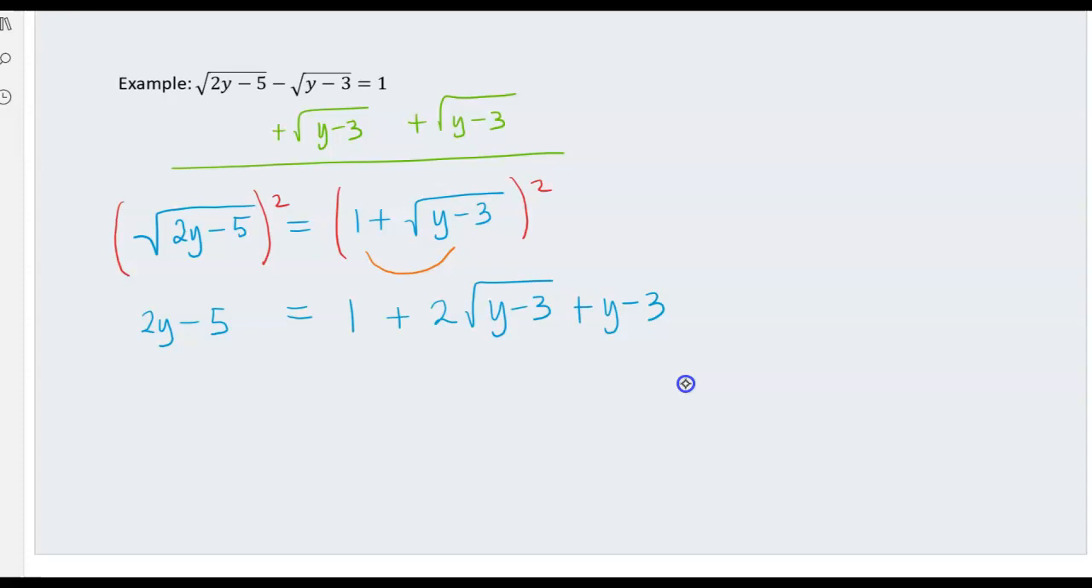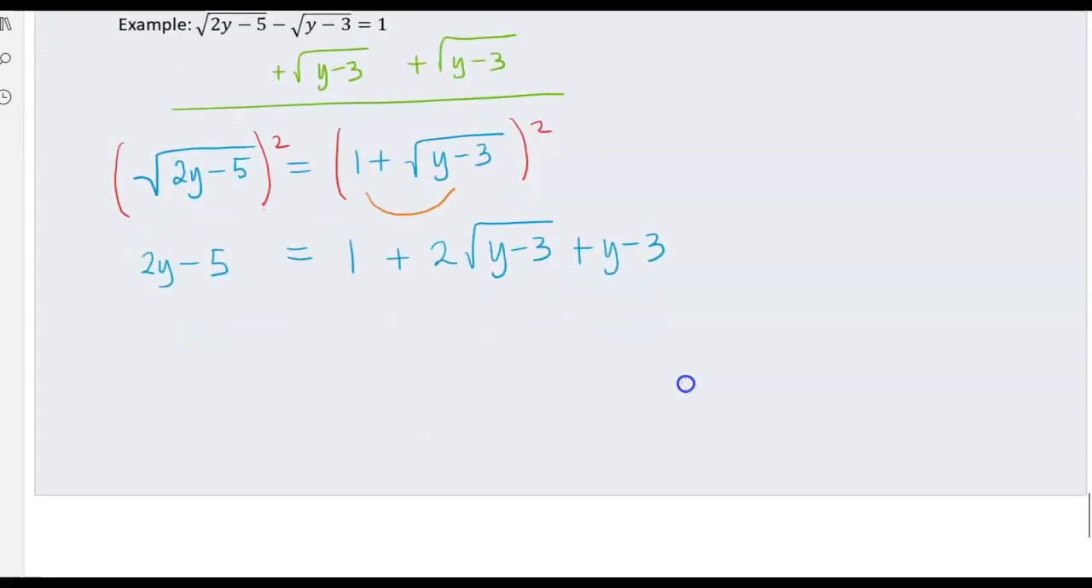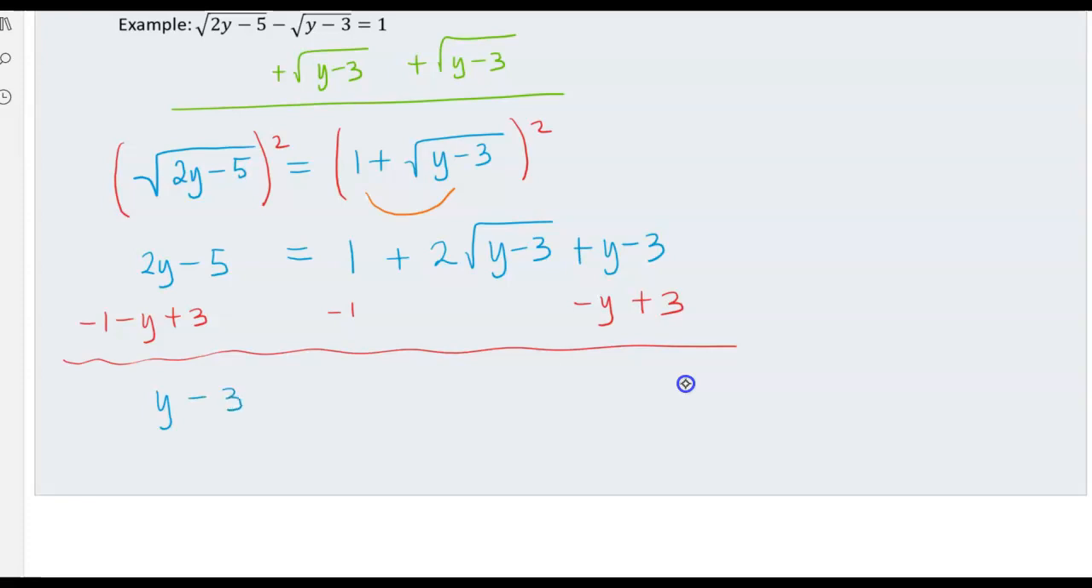I'm going to move everything that's not with the square root symbol over to the left-hand side. So we'll subtract 1, subtract y, and add 3. Minus 1 minus y plus 3. Let's combine things together. 2y minus y will give me just y by itself. I've got negative 5, negative 1, and plus 3. That's going to be a minus 3. And on the right-hand side, what's left is 2 times the square root of y minus 3.